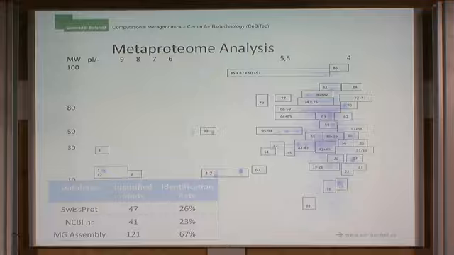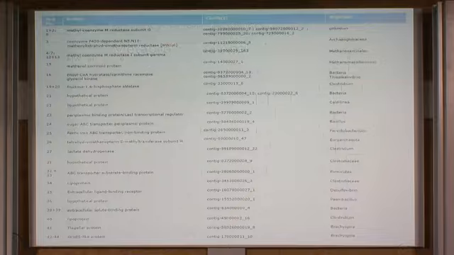Because if you try to identify the spots and then classify them, and you use a SwissProt database, only like 26% of the spots can be identified. If you use our assembly, it goes up to almost 70%. And that's because the genes don't exist in any of the public databases. And when you look at the annotation, again, you see these genes which are part of the methanogenesis pathway.